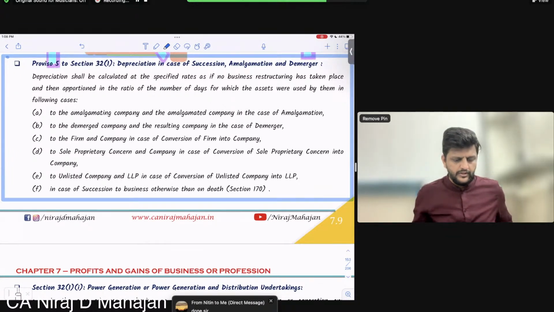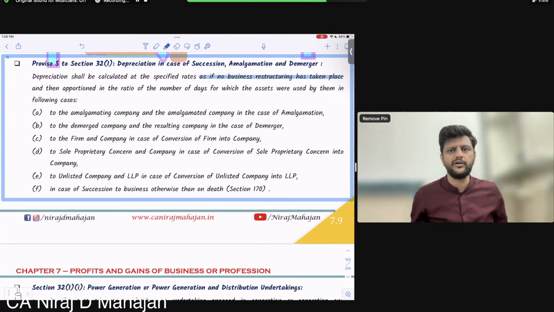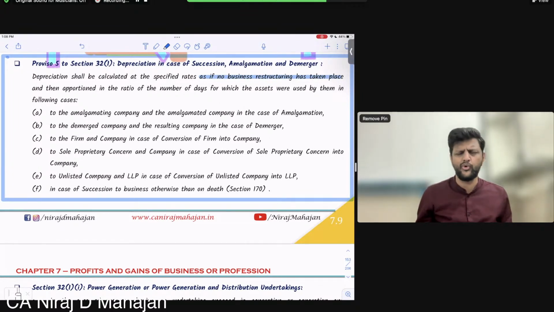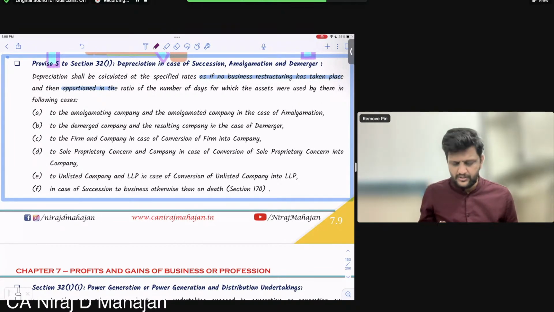Recording in progress. See, depreciation shall be calculated at specified rates, no doubt about it, as if no business restructuring has taken place. That means temporarily ignore that there are different assessees, just like in house property we do for co-ownership. So calculate for the year and then apportion in the ratio. Most important is the number of days for which the assets were used by them in the following cases.